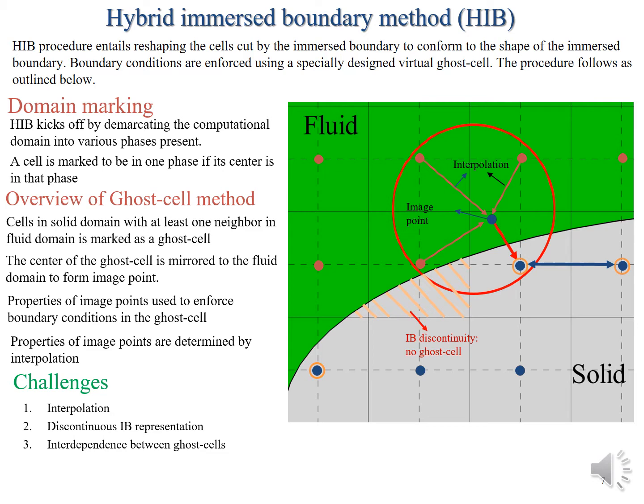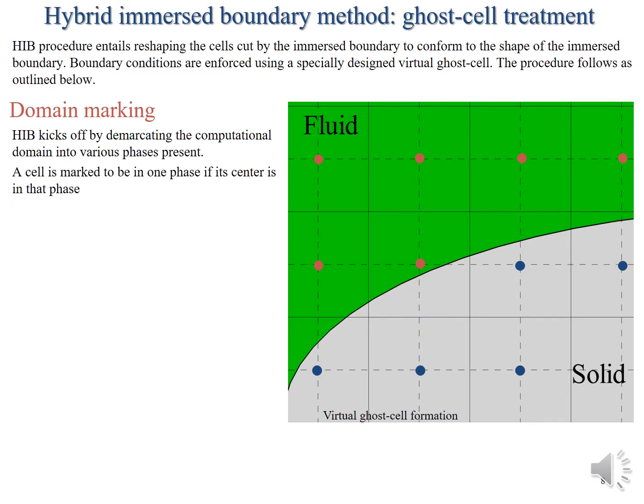Between ghost cells, you can find that interpolation has been used to determine the property at this ghost cell, and then interpolation will also be used to determine the property in this other ghost cell, and the dependence between them can cause a lot of accuracy issues. So that is the ghost cell method.